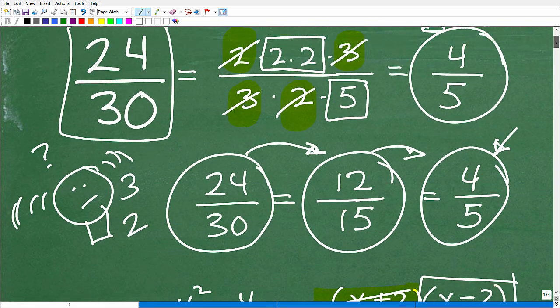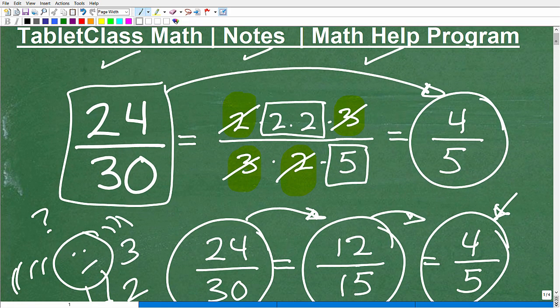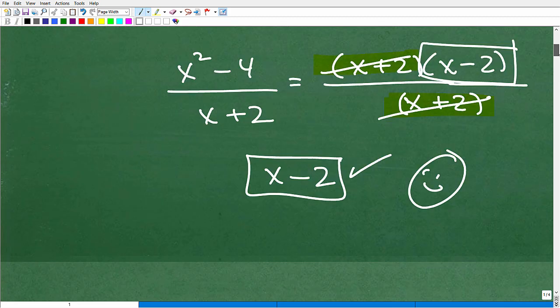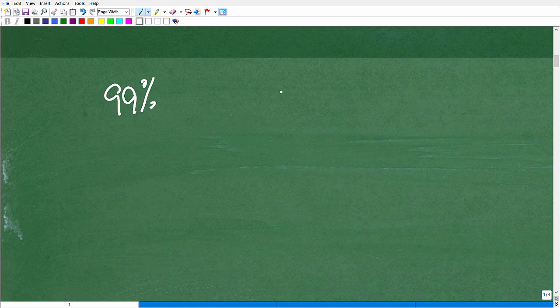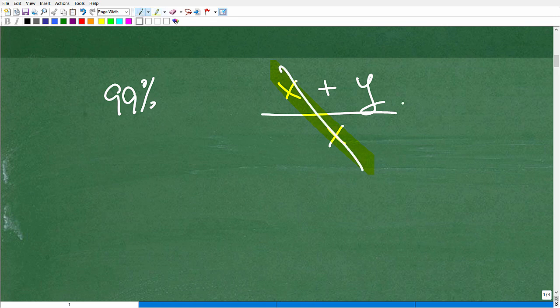Now, I did a video not too long ago, and I think the title of the video is 99% of students make this mistake, and the mistake is something like this: (x plus y) over x. You see a fraction, you're like, oh, I want to cross cancel, I've got common factors, and you think the answer is y. That's incorrect. Let's use numbers to make this point better.